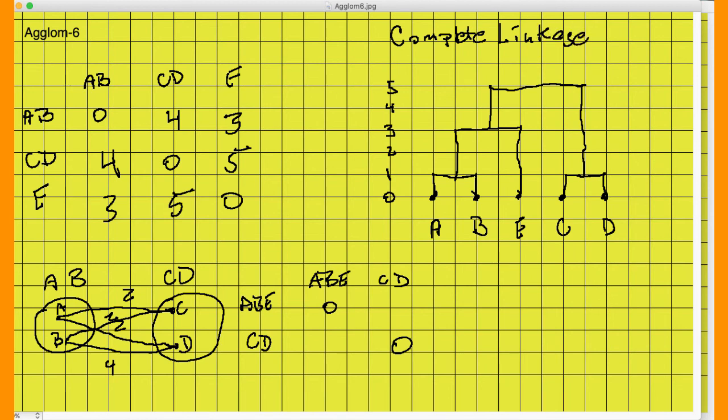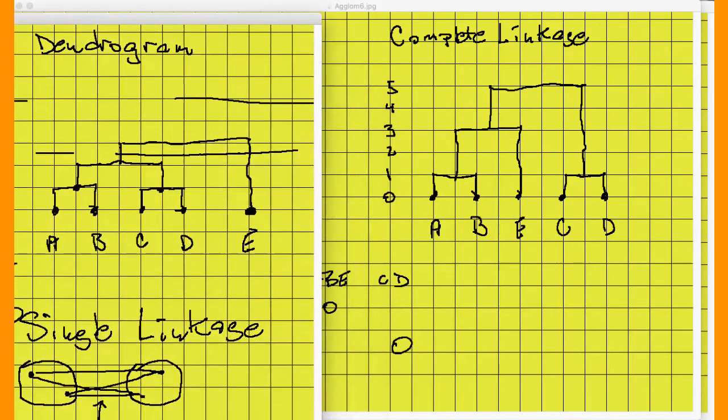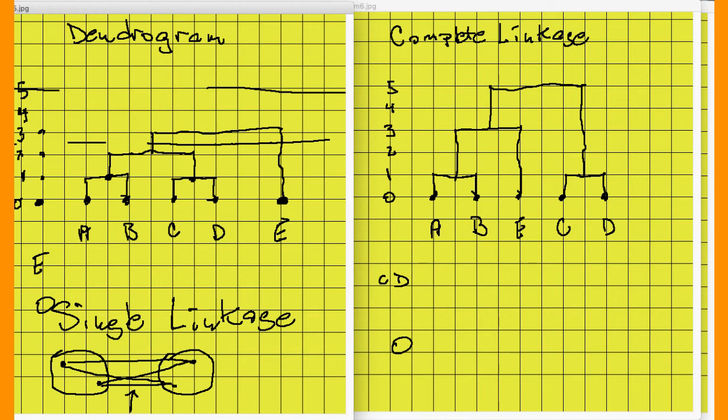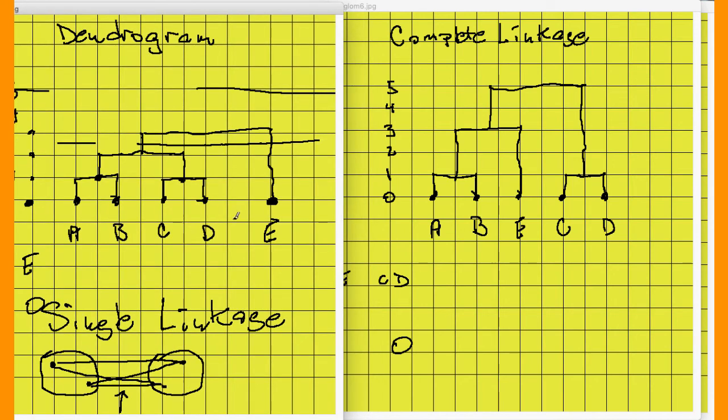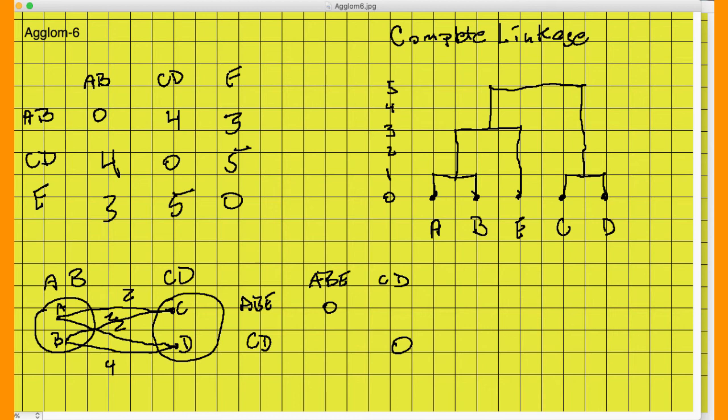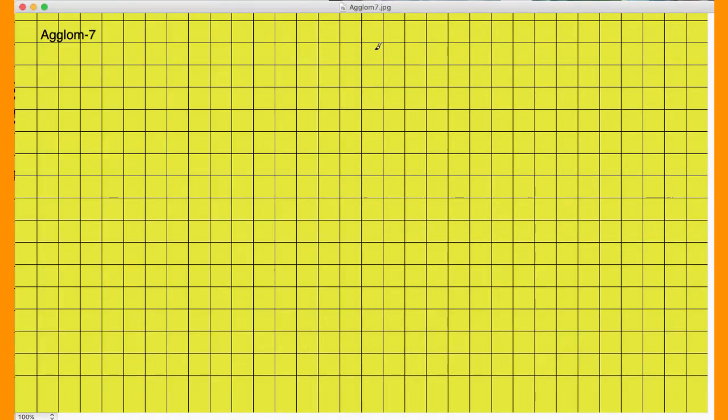Okay, and you can see, let me see if I can find the other one. There it is right over here. It's a very different dendrogram. So here's the question. Why complete linkage? It seems very counterintuitive.